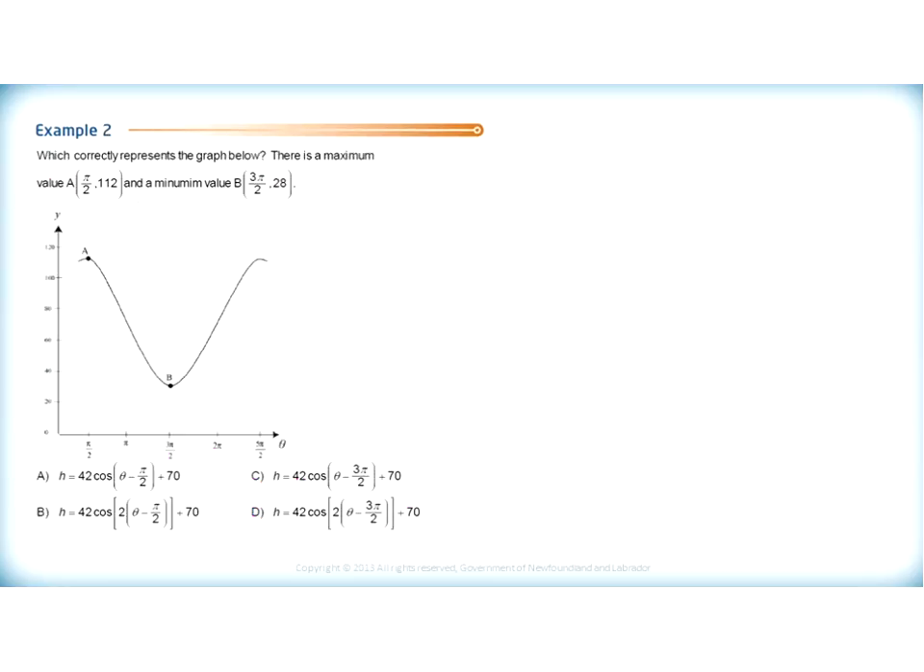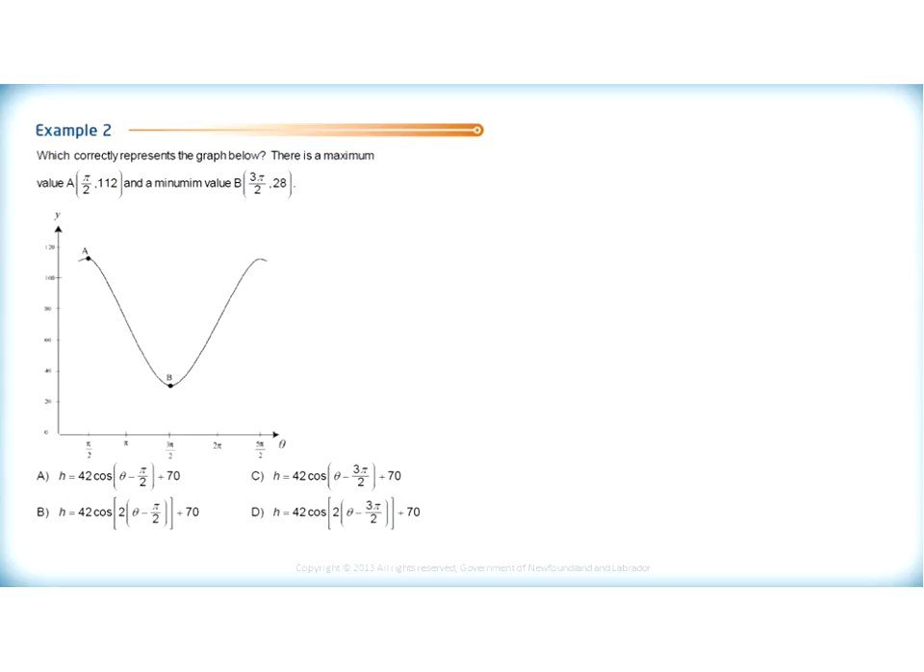Let's look at another example. It says, which correctly represents the graph below? There's a maximum value of A at pi over 2 and 112, and a minimum value at B, which is located at 3 pi over 2 and 28.